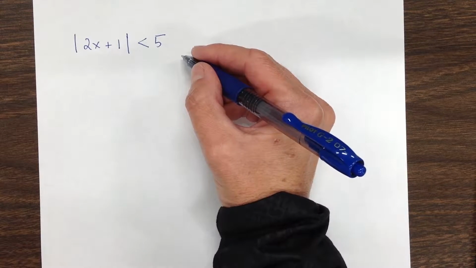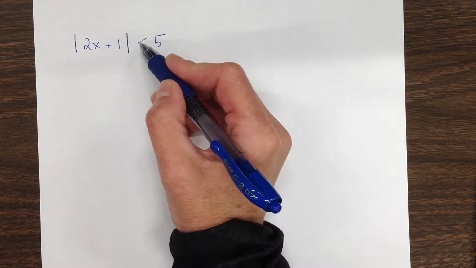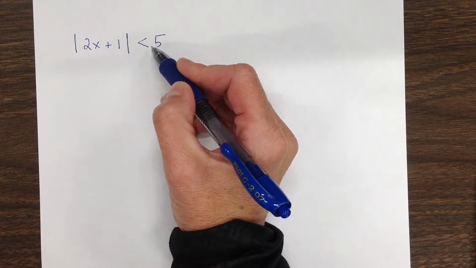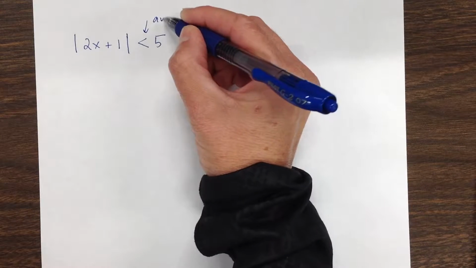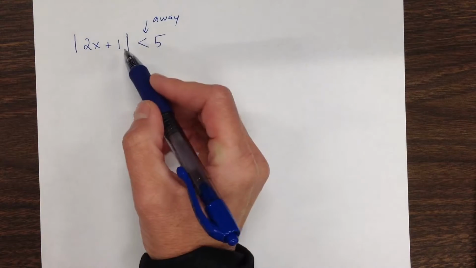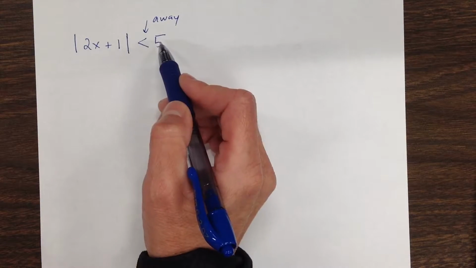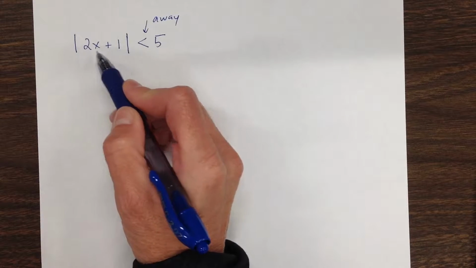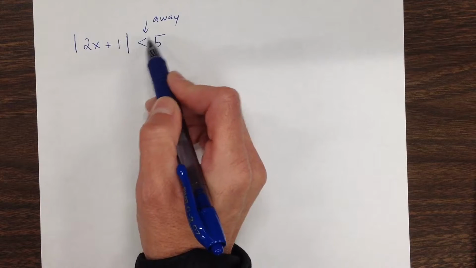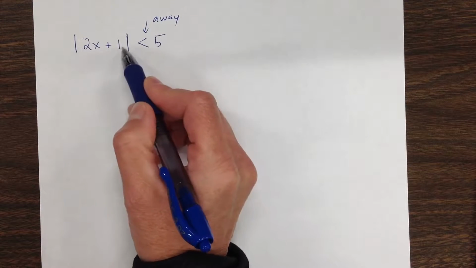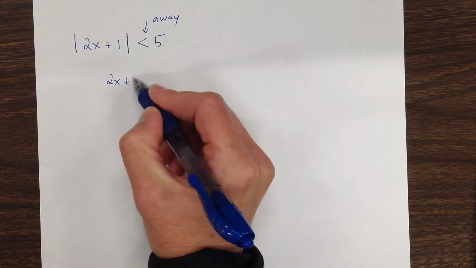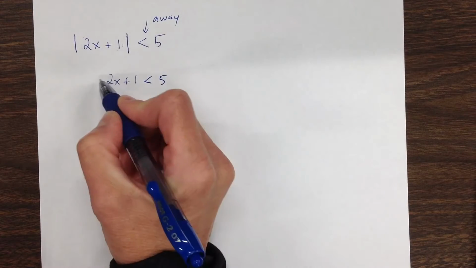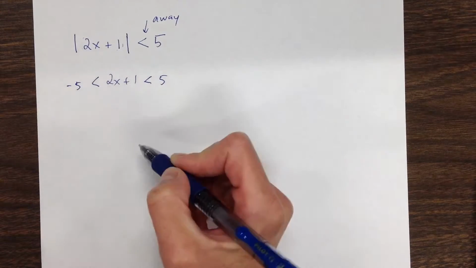All right, so to solve absolute value inequalities when the inequality sign is opening away from the absolute value, well, the only way that the absolute value of 2x plus 1 can be less than 5 is if what's inside is between negative 5 and 5. So when it's opening away from the absolute value, we take what's inside, and that has to be less than 5 and bigger than negative 5.